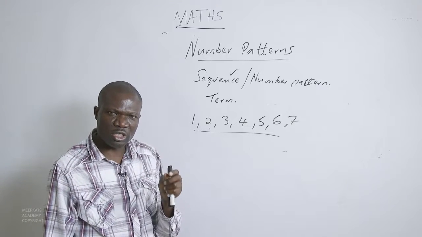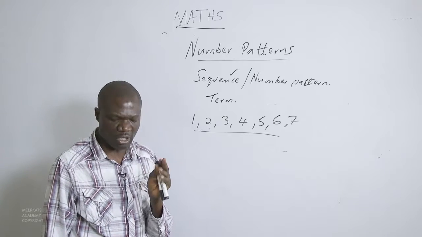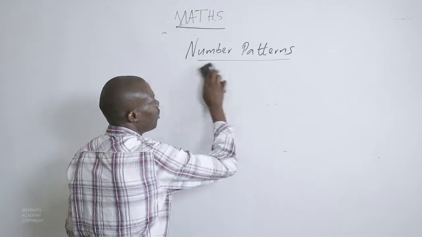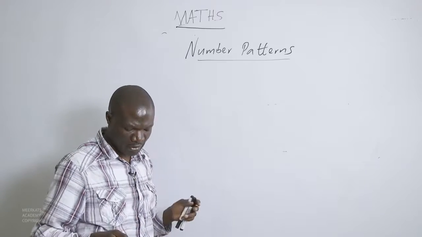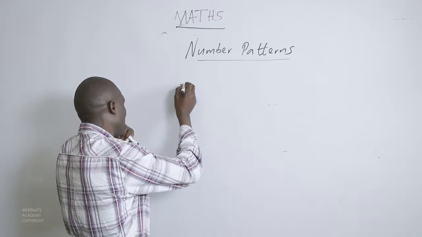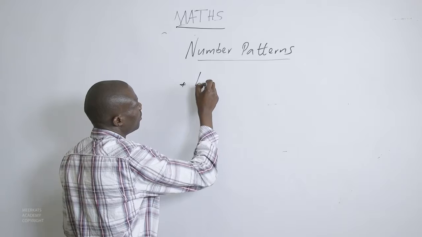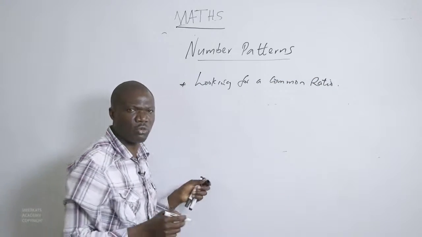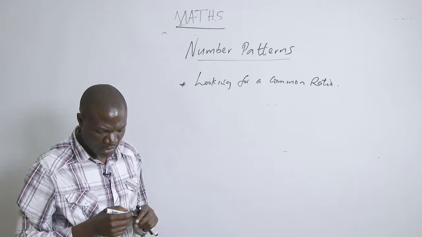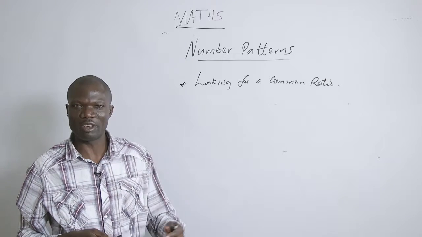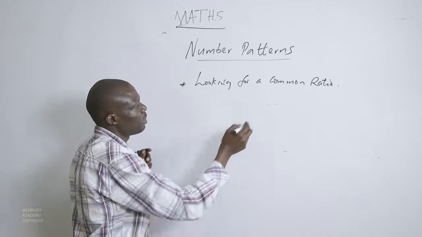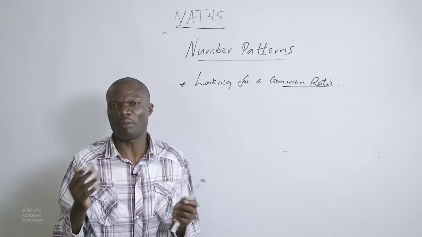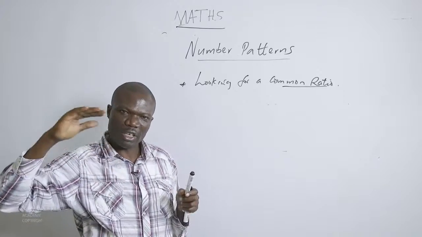For us to study and strategize to determine the pattern involved in a sequence, we need to look at a few steps. We must observe a few things. One, we look for a common ratio, whether it exists in that pattern or it doesn't exist. If it exists, it will be easier for us to identify the next number. When we talk about the common ratio, you'll realize that it is either increasing or decreasing by a constant amount.